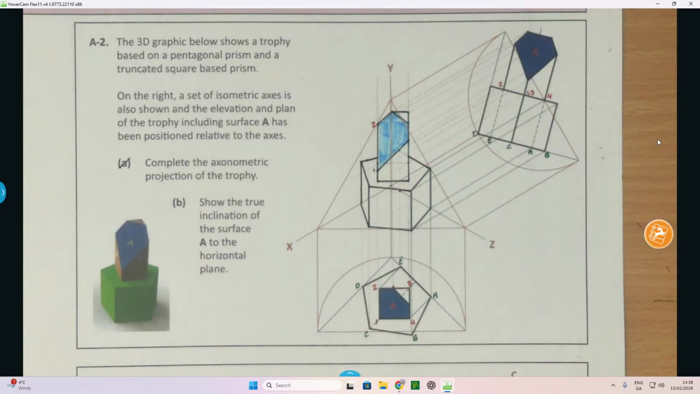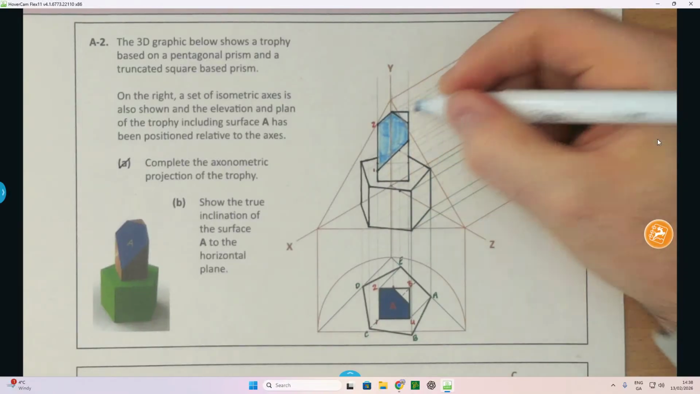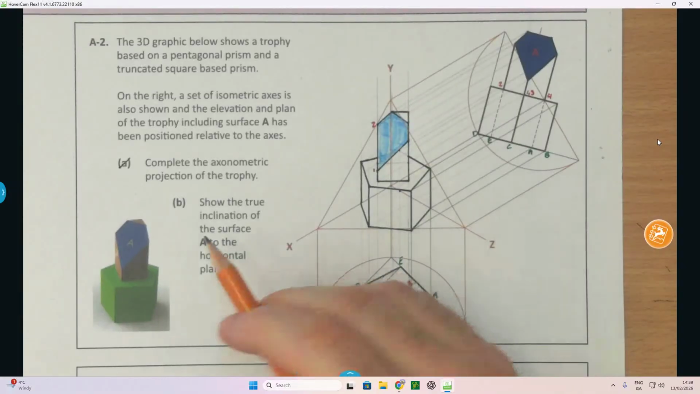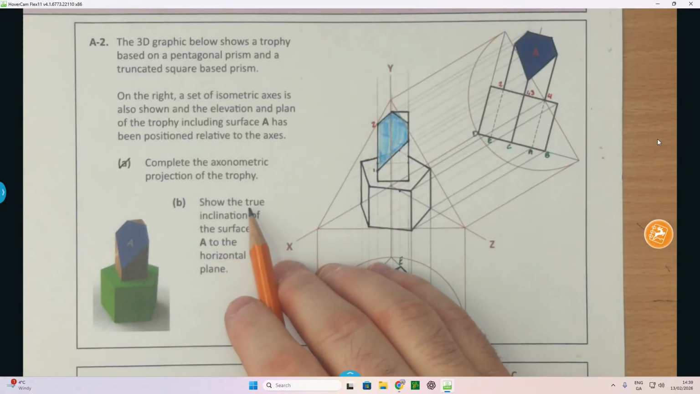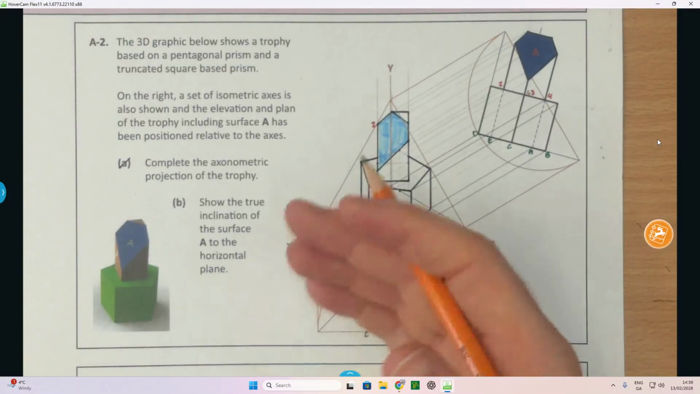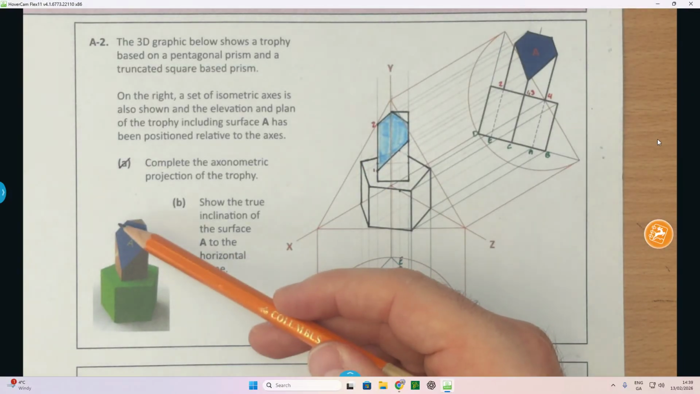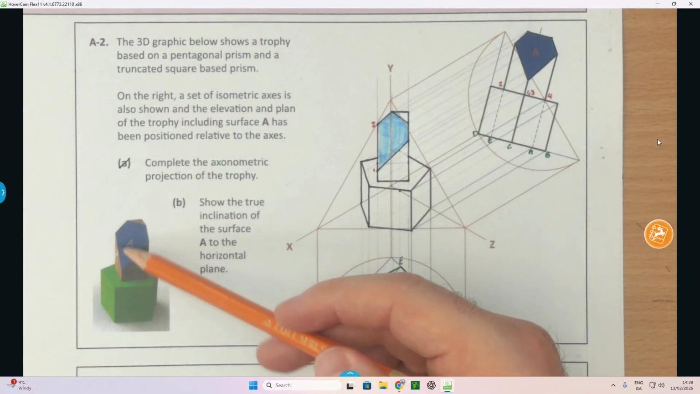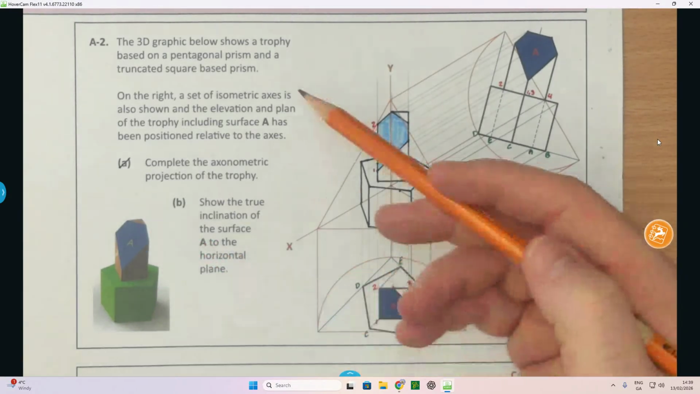Poorly coloured in there, but you can hopefully see that. Okay, there is my cut surface A. Now part B of the question says, show the true inclination of the surface A to the horizontal plane. Basically what they're saying is, what angle does surface A make, even though it's an irregular pentagon, because all the sides are not the same length?